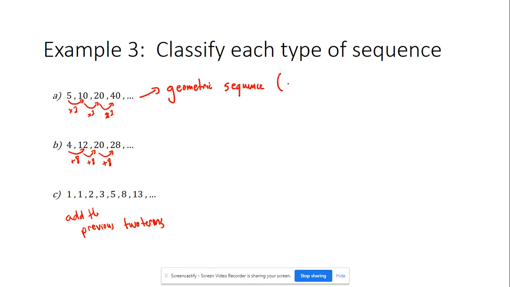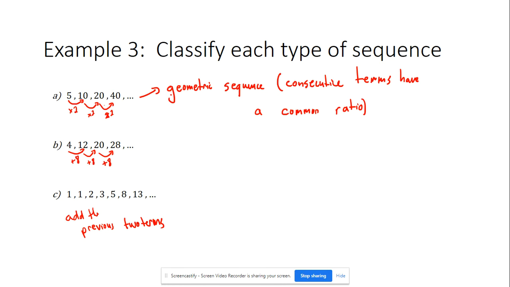All right, so consecutive terms have a common ratio. The ratio means, if I go 10 and 5, the ratio between these two numbers is 2. 10 divided by 5 is 2. 40 divided by 20 is 2 as well. So if I take this term divided by this term, I get 2. Or if I take this term and multiply by the common ratio, I get the next term. This is what we call a geometric sequence.